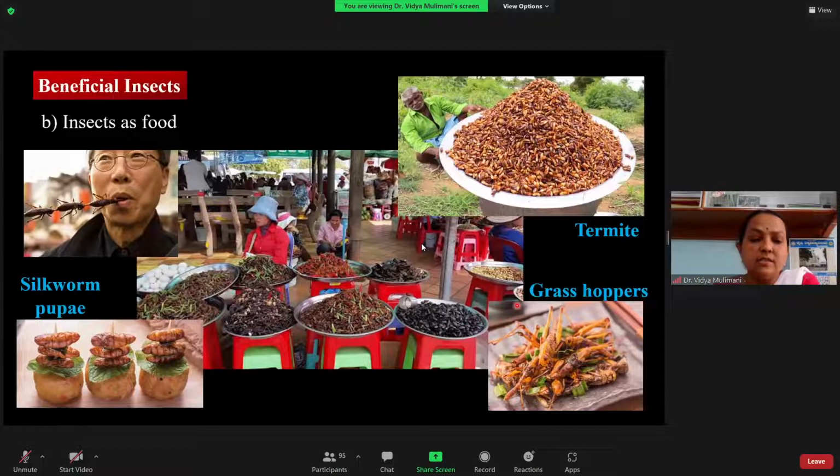Here you can see a silkworm pupa, because after extracting the silk, whatever pupa is inside, we can eat it. So this is what you can see. The silkworm pupae are eaten, grasshoppers are eaten, the termites are eaten. These are some examples of insects as food: termites, grasshoppers and silkworm pupae.